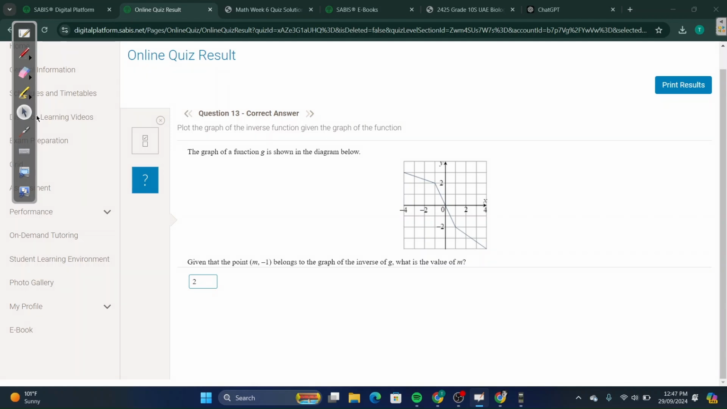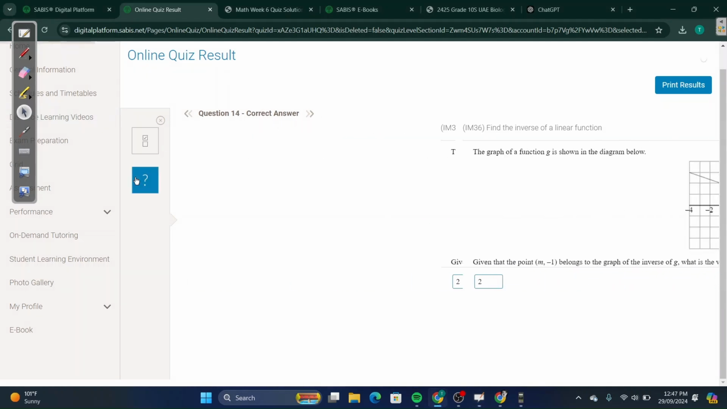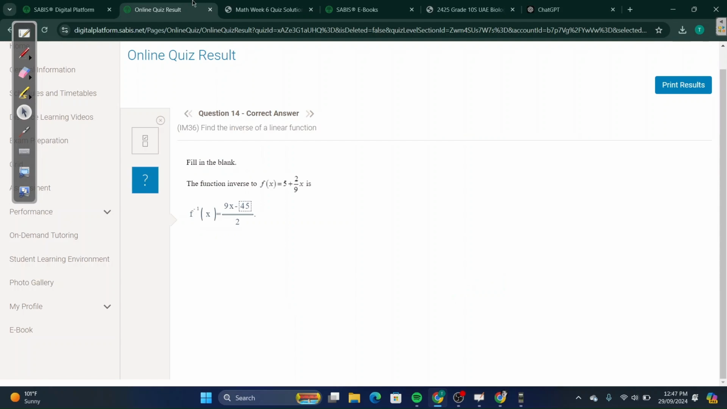Okay. Question 14. Whatever. 14, it's inverse functions.